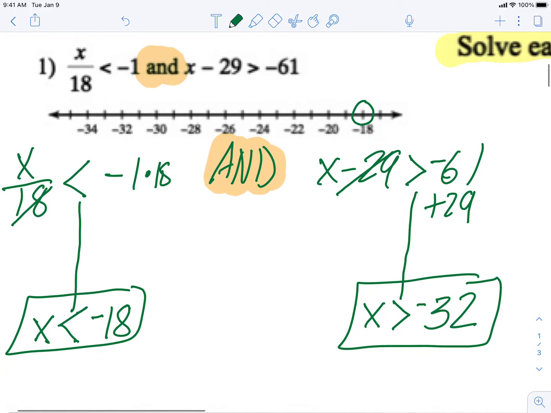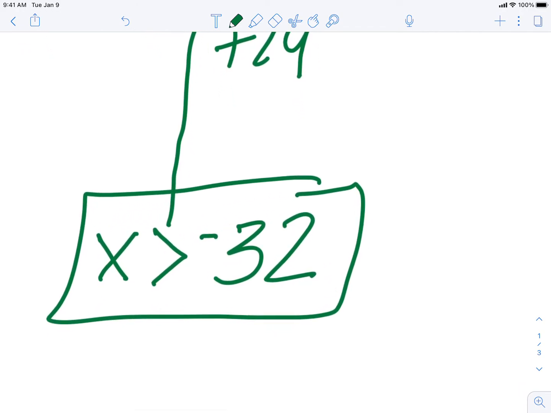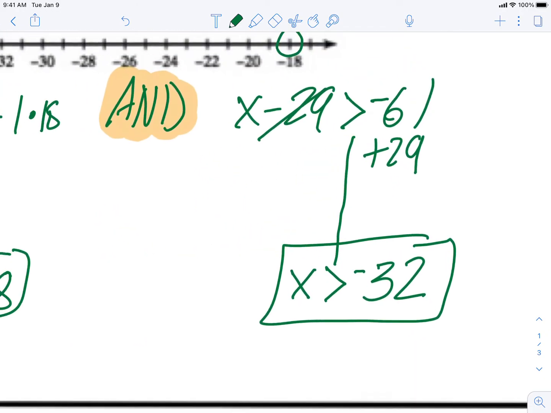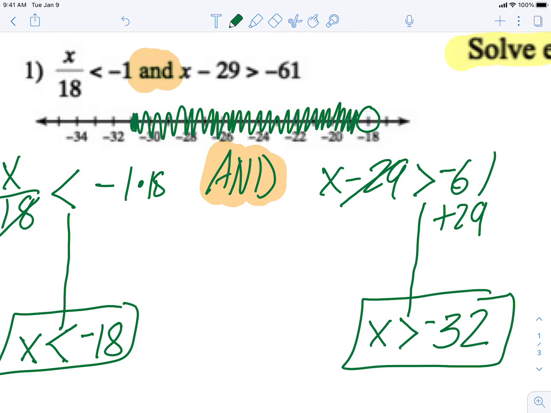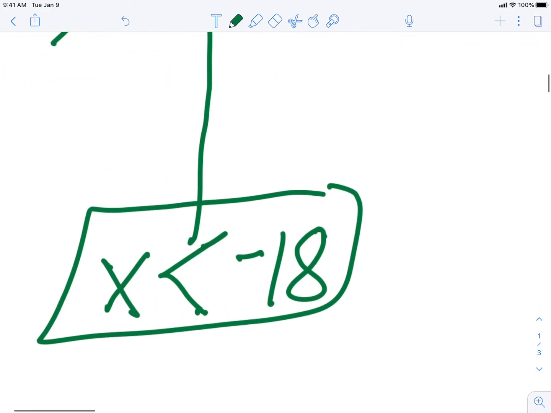But before you graph, guys, this is what I want you to recognize. Look at this here. This is a -32. So I'm only going to graph to -32. I'm going to keep going, -24, -26, -28. I'm going to stop right before -32. And we're going to see why. So we took care of this one.